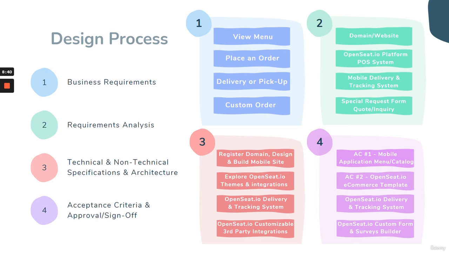As you can see here, acceptance criteria number 1 is mobile application, menu, and catalog. Number 2, OpenSeat.io e-commerce template and platform. And then 3 and 4 are also built-in features and core functionality that is integrated within OpenSeat.io. All these acceptance criteria are to ensure that there is no discrepancy or very minimal discrepancy between what the client asks for and what they actually receive at the end of the process.